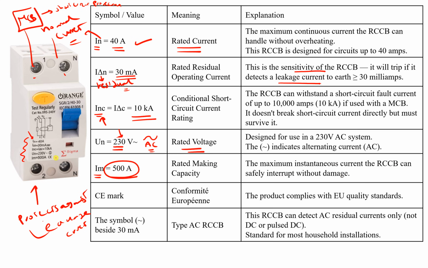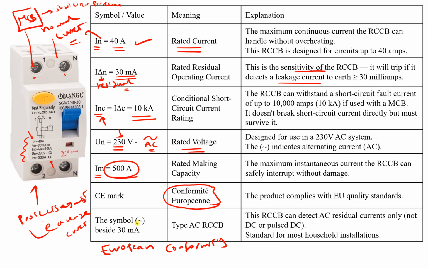Now we have another sign which is called CE, this one. What does this abbreviation mean in English? In English it means European conformity, if I remember, European conformity, or confirmation by European standards. So you can see the product complies with the European Union quality standards.